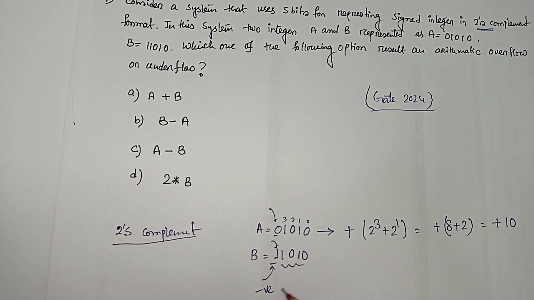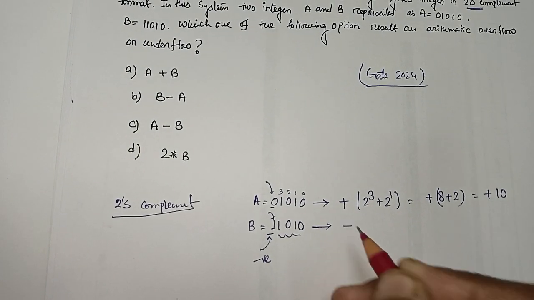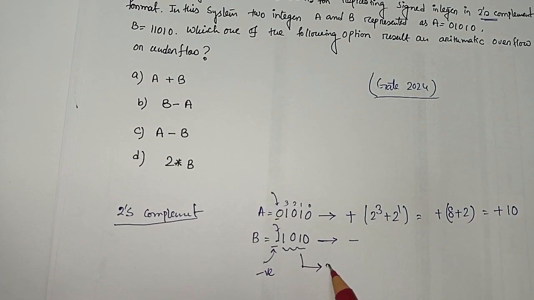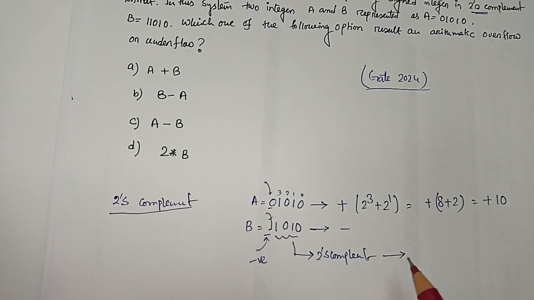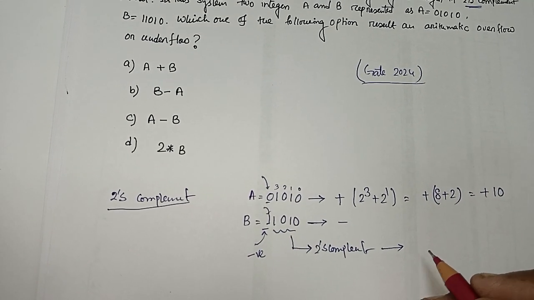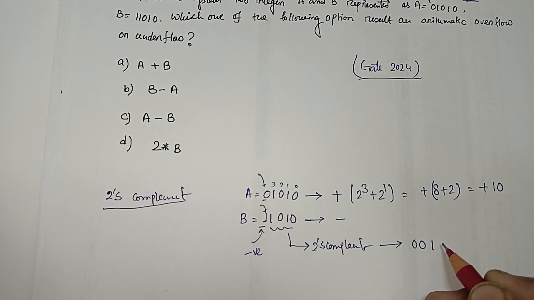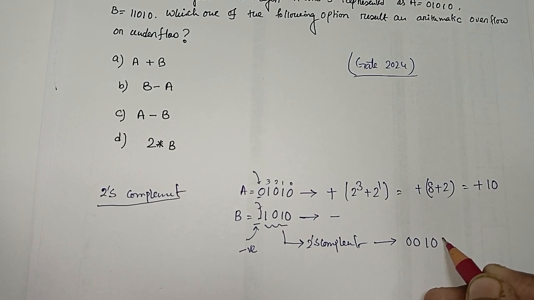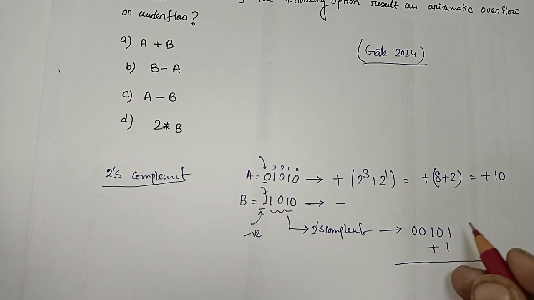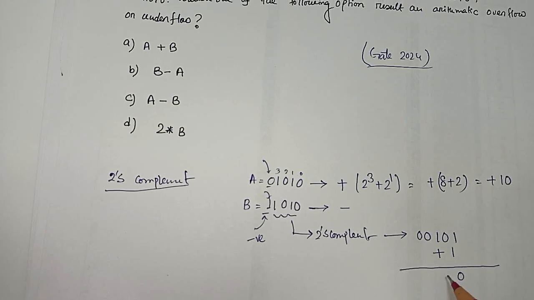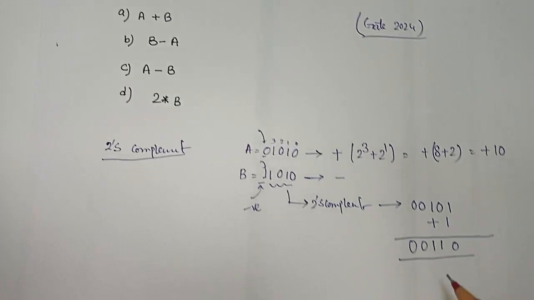So we take the two's complement of this number to get back its value. We know this number is negative, so we apply the two's complement method. Two's complement means we first do the first complement, where 1s are replaced with 0 and 0s replaced with 1, so we get 00101, and lastly add plus 1. If we add plus 1, we get 00110. So this is the number.